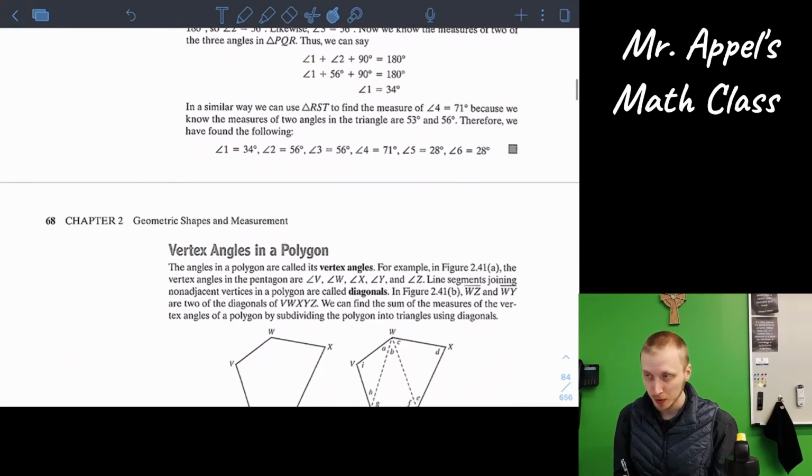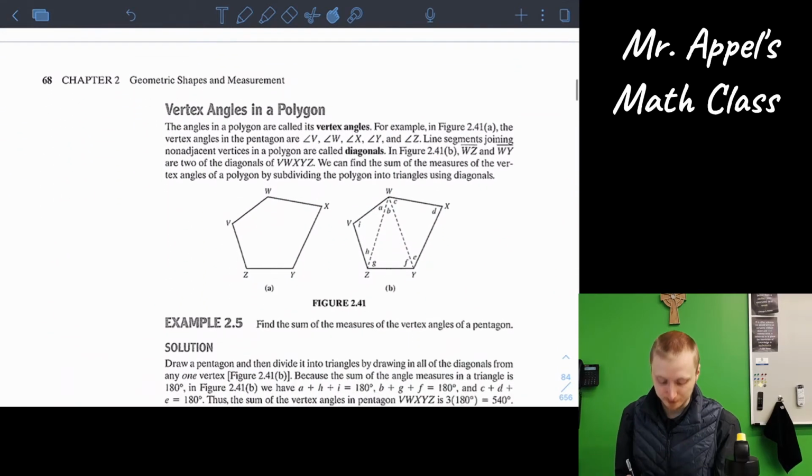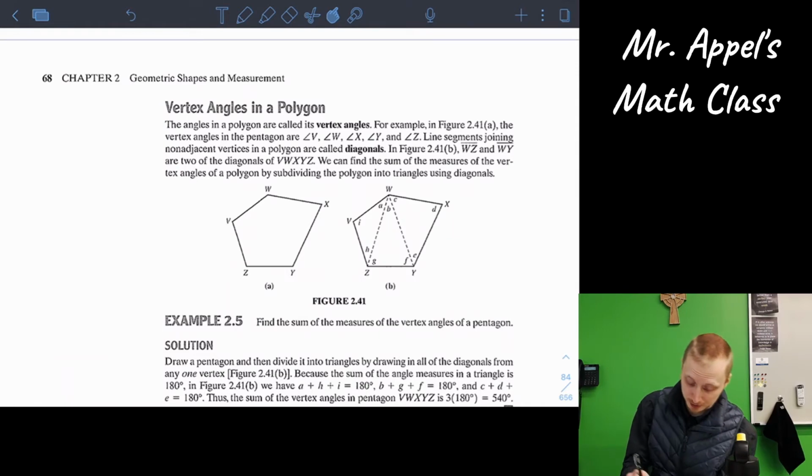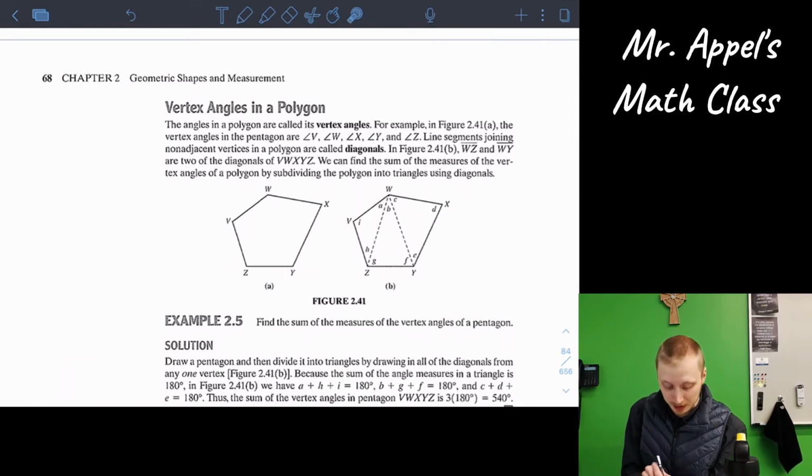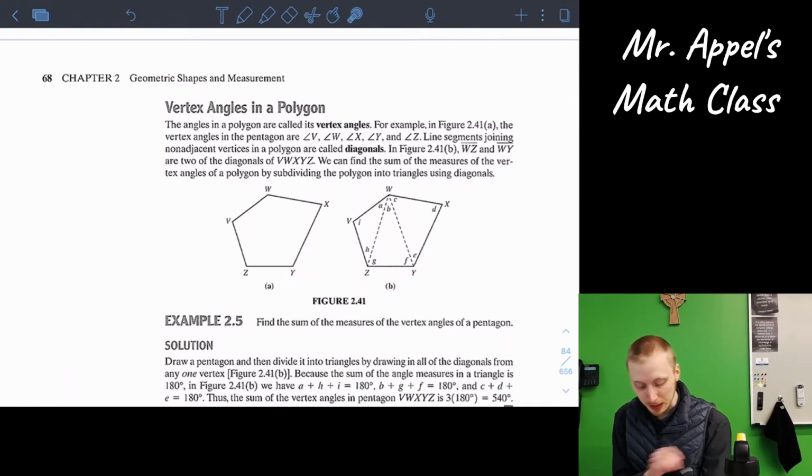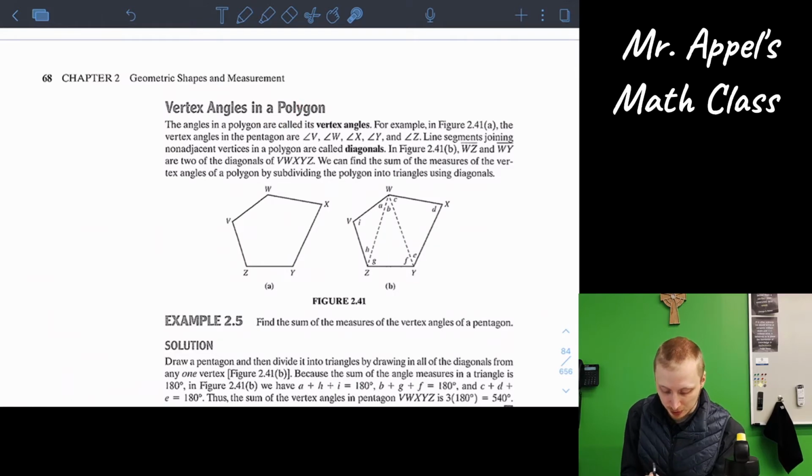Okay, what more can we do with that information? Remember I said everything is made of triangles. So now let's look at the vertex angles in a polygon, beyond just triangles. The angles in a polygon are called its vertex angles.